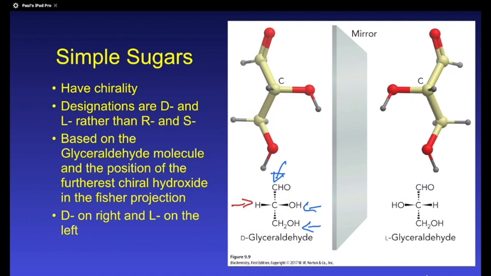If drawn in this particular method, if it is on the right, it is called D, and if it's on the left, it is called L. Now, D is not like S or R, and L is not the other. You can actually have D and L with no necessary reference to R and S, but we use this particular naming system for sugars. The reason why glyceraldehyde is used is that it's the simplest sugar, an aldehyde with 2 hydroxides, and you have to have 2 or more.